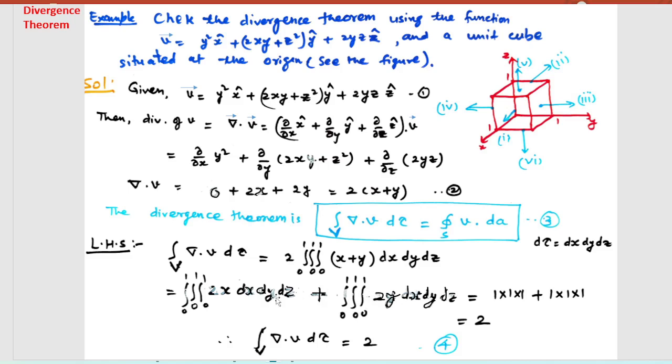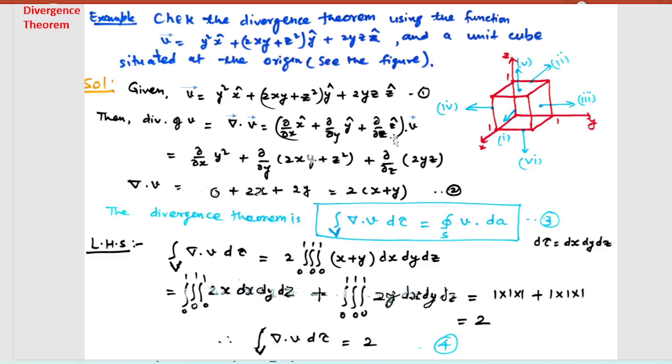So we will have 2x dx dy dz plus 2y dx dy dz, and if we integrate it, then we will have 1 into 1 into 1 plus 1 into 1 into 1, that is 2. First you have to integrate dz. This will give us 1, dy gives 1, and x dx will give us x square by 2, so the 2 will cancel. So it will also give 1. Similarly here, 2 y square by 2, the 2s cancel out, again it will be 1. So the left hand side, the volume integral of del dot V d tau, is equal to 2.